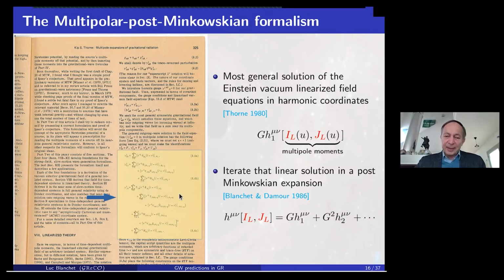And this general solution of the Einstein field equation at the linearized approximation in vacuum, that is outside your system, is parameterized by two sets of multiple moments, mass type moments and current type moments. And the idea of the formalism that we have done many years ago with Thibaut Damour in the 80s, is to iterate that linearized Thorne solution to higher order in G, that is, in a post-Minkowskian expansion.